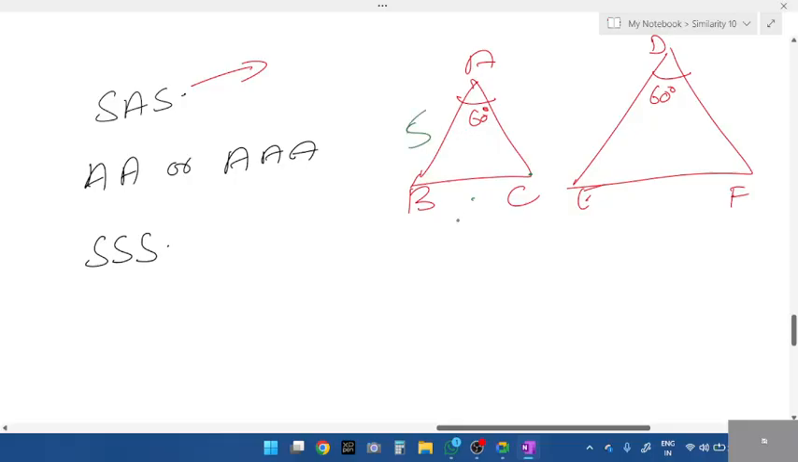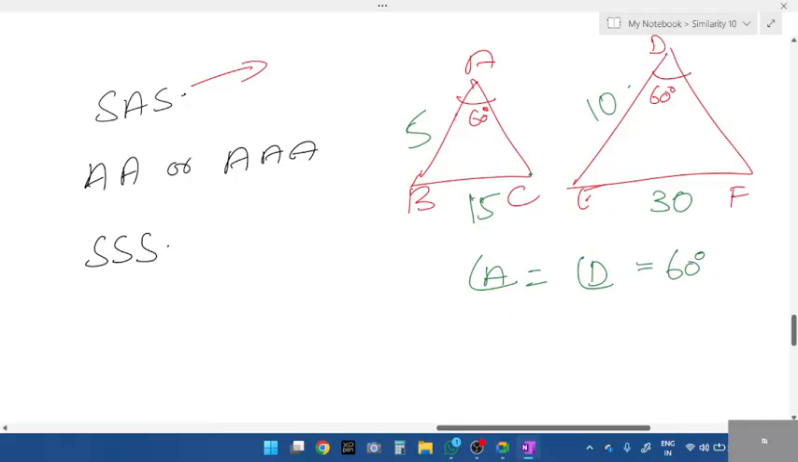If this is 5 centimeters, I'll take this as 10. One side. For the second side, BC I'll take as 15, and the other as 30. Now let us prove that these are similar, students. How do we prove it? What are the two angles that are equal here? Angle A is equal to angle D, 60 degrees.